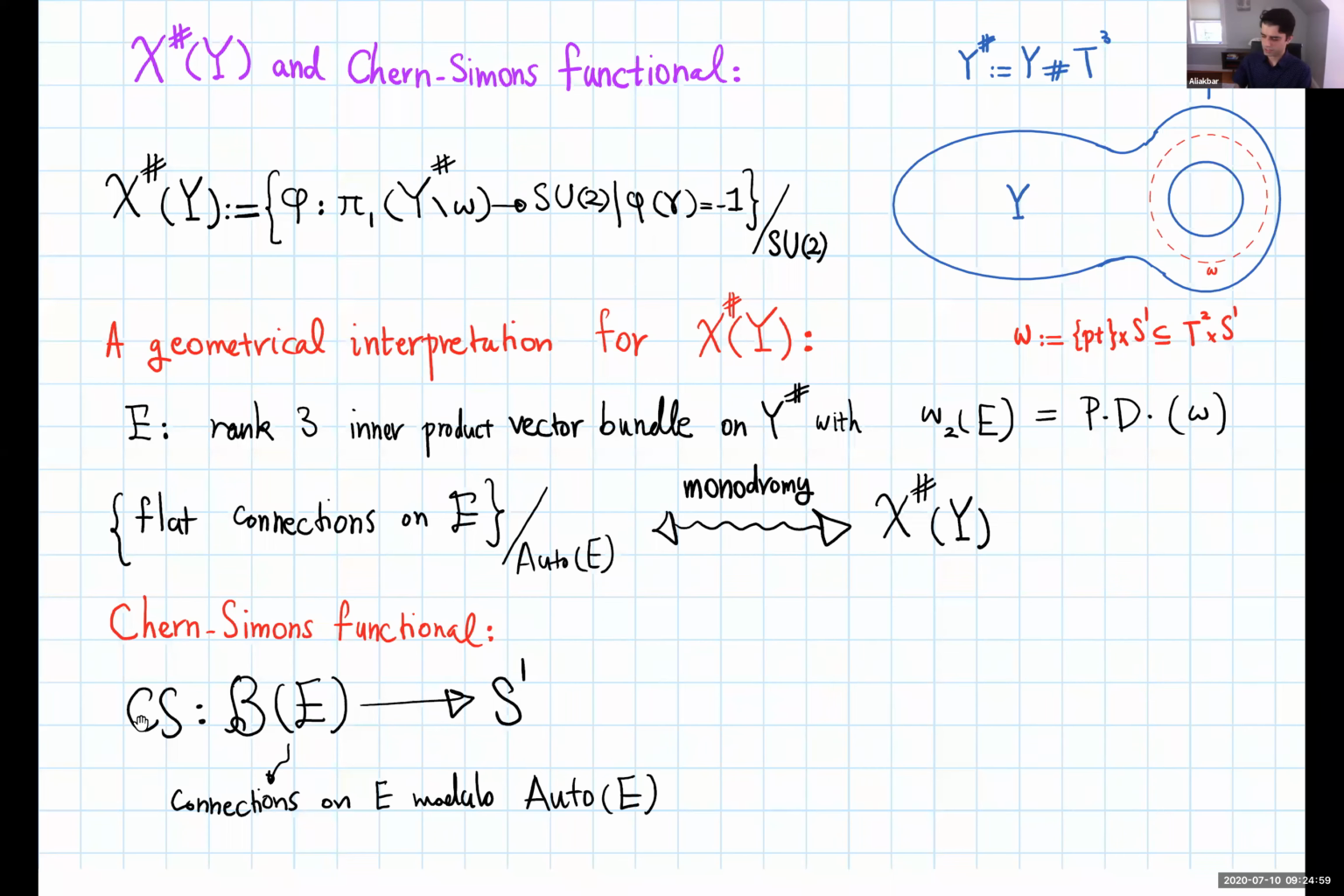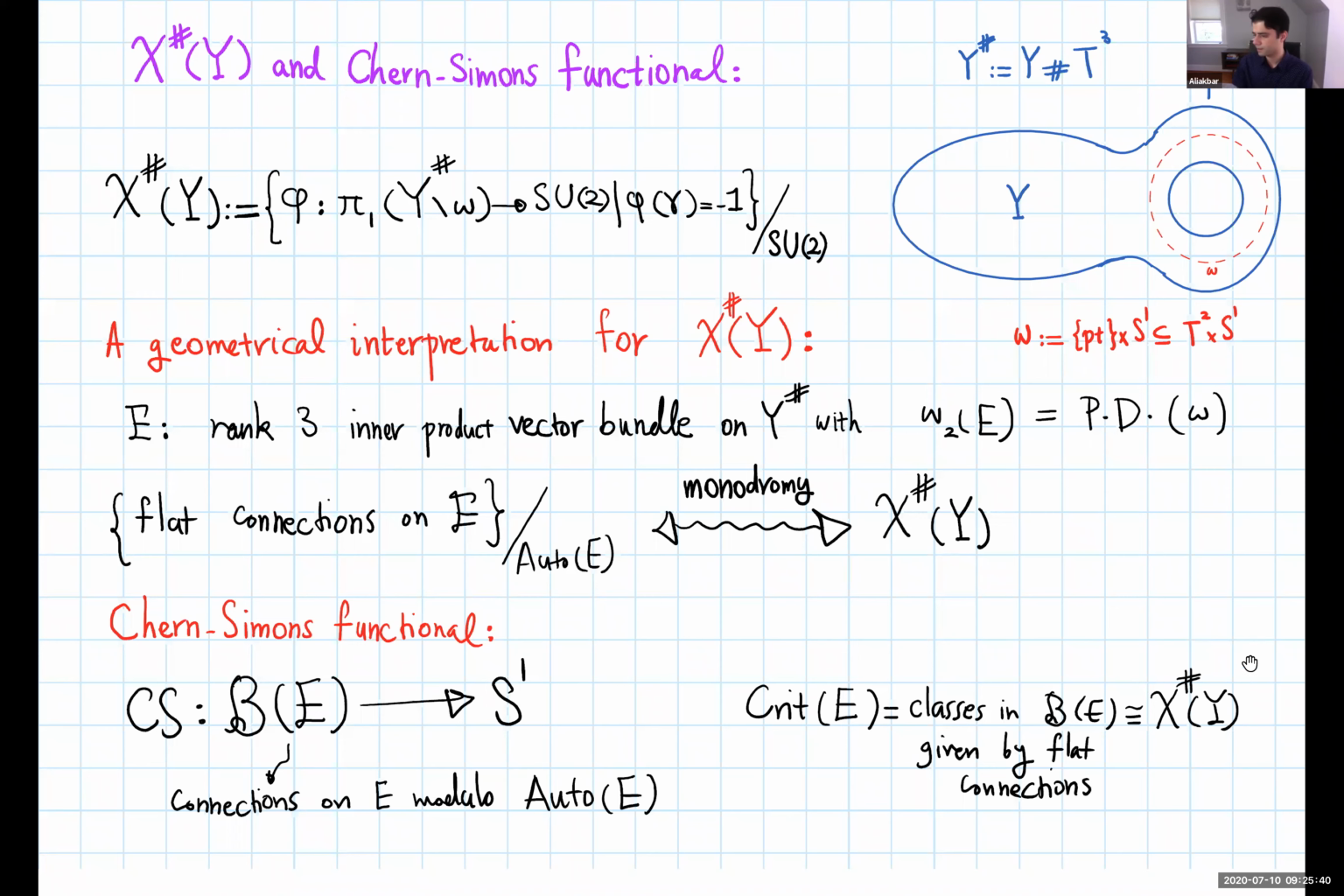I can write a very explicit formula, but I'm not sure it's going to be helpful, so I'm not going to do that. It's a very well-known functional, which we're going to use in a rather formal way for the rest of the talk, so I won't bother to write down the explicit formula. But what I want to point out here is that the critical points of this functional, the Chern-Simons functional, not the critical point of our bundle, are exactly given by the classes of connections on E which are flat. So it's exactly the same space here. In particular, it can be identified with chi-sharp of Y.